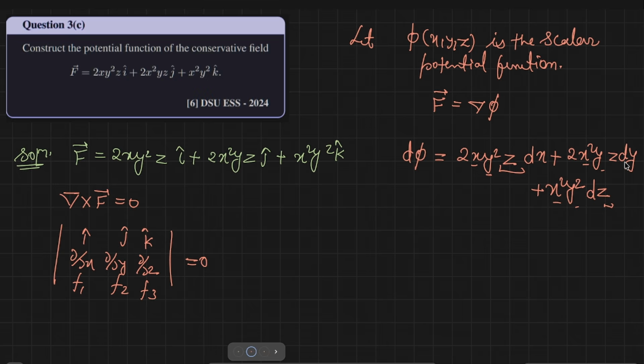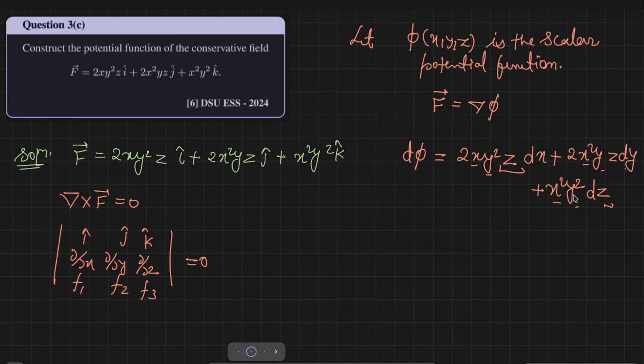Now from here, you have to go in the backward direction. You have to think of a reverse integral. So how do we think of it as a reverse integral, or how do we think of it as a double integral? I can give you two ways to find it. The first case is that we have 2xy square z, 2x square yz dy, and x square y square.